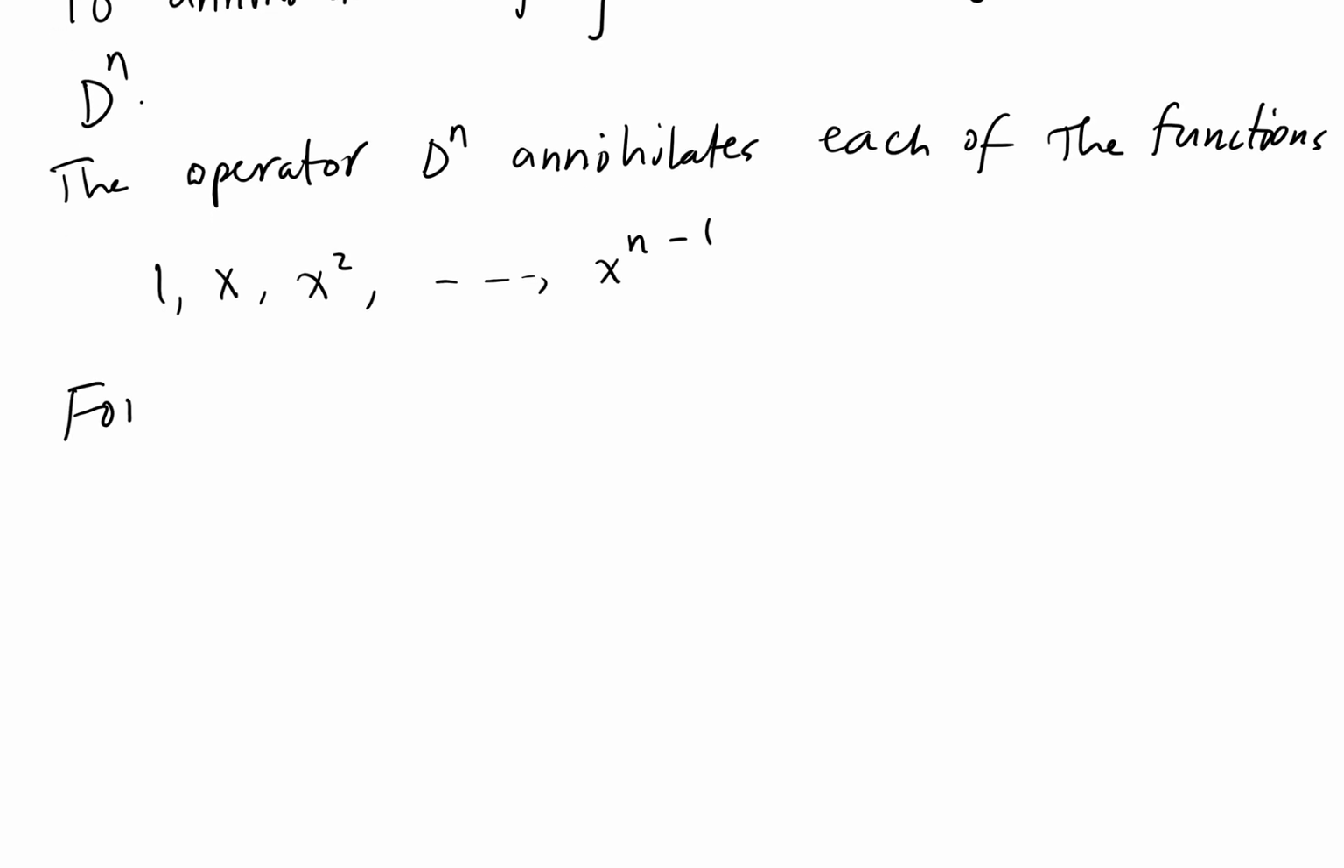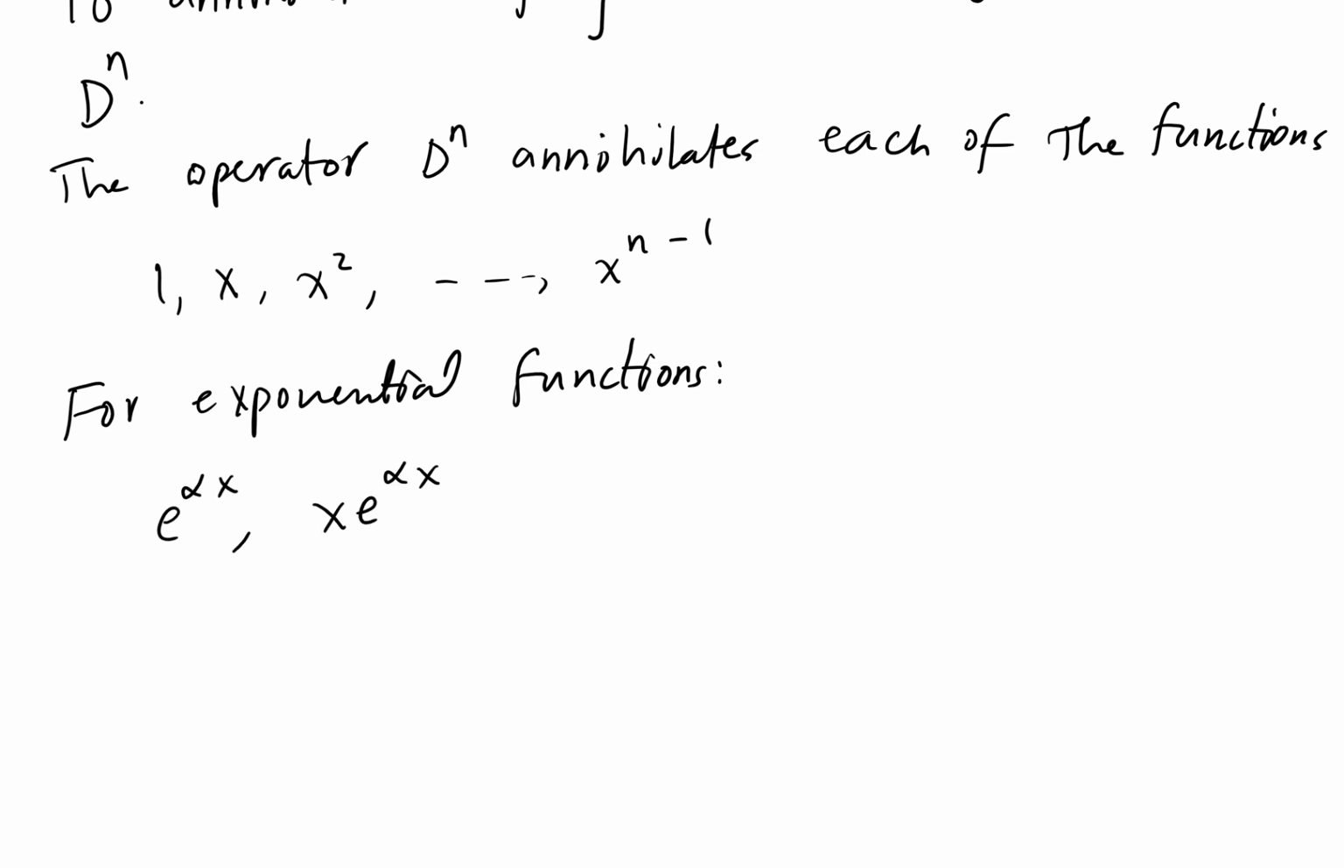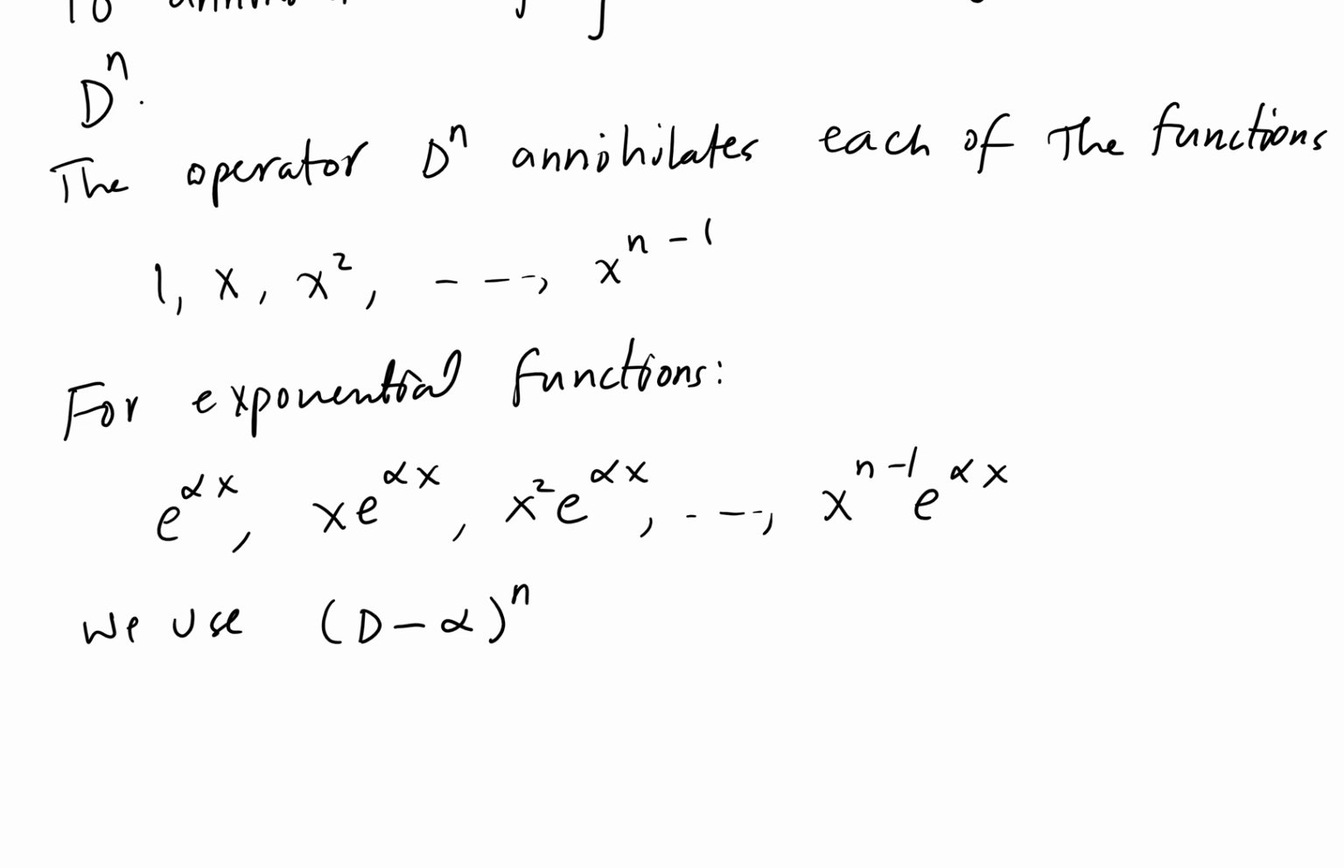For exponential functions, e to the alpha x, and if it's repeated, e to the alpha x, x e to the alpha x, x squared e to the alpha x, up to x to the n minus 1 e to the alpha x, we use the operator (D minus alpha) to the n to annihilate the functions above.